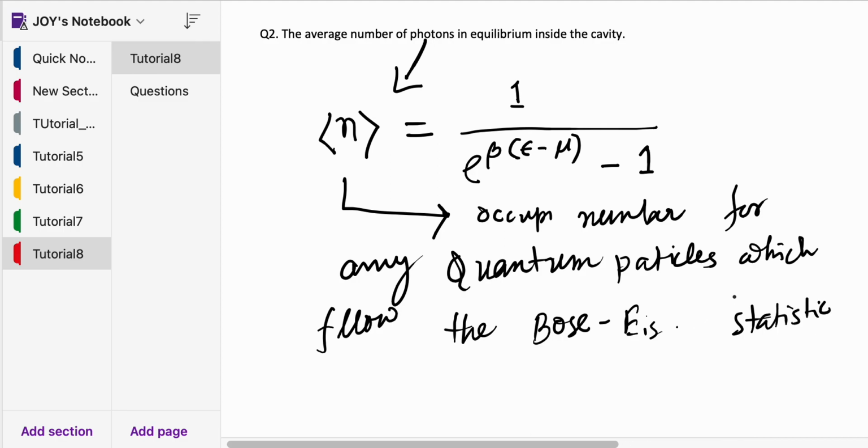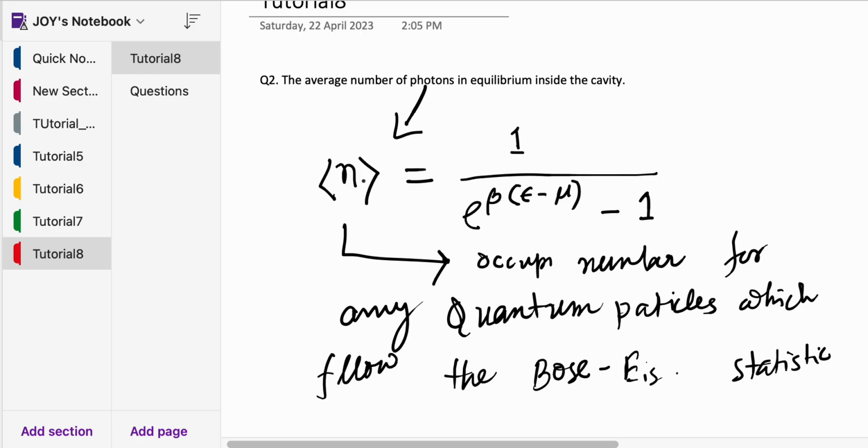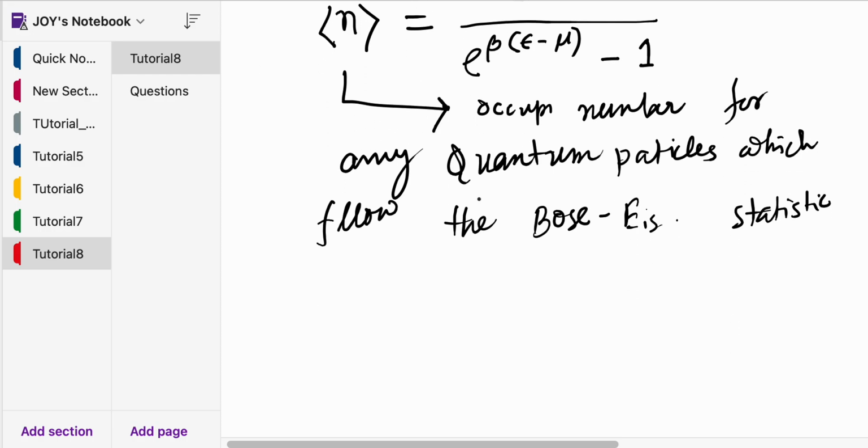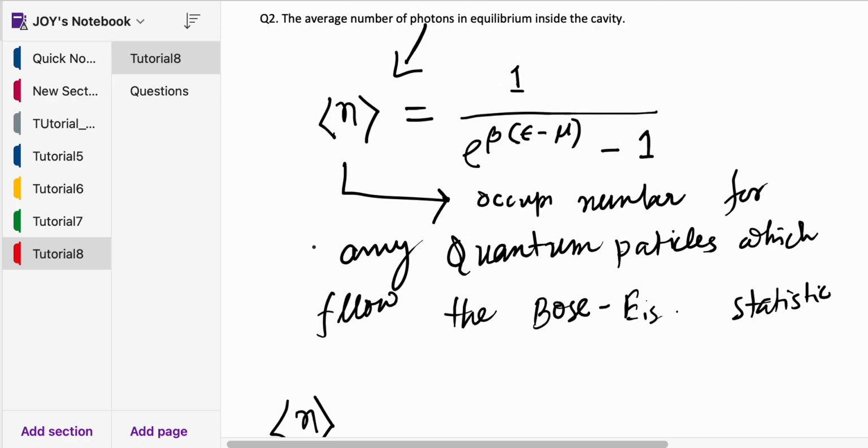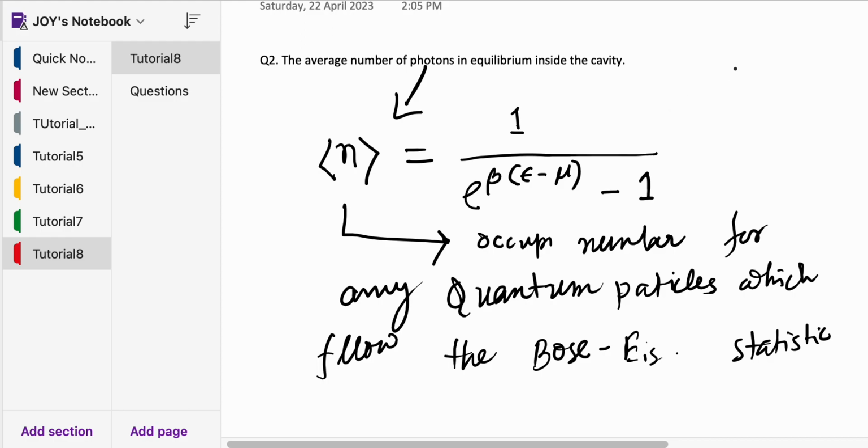So for any Bose gas, its occupancy number will be 1 by e to the power beta (epsilon minus mu) minus 1. Since a photon is a Bose gas, for the photon also we can write the occupancy number as follows. But inside a black body, here the cavity means inside a black body, it always emits photons and also absorbs photons. So that means inside the black body the photon number is not constant.